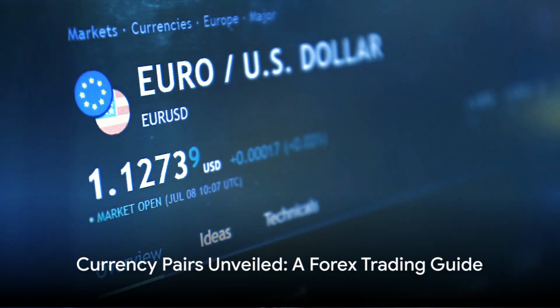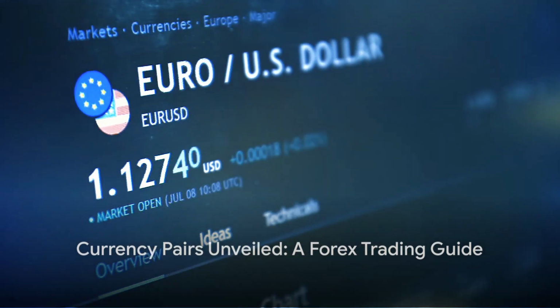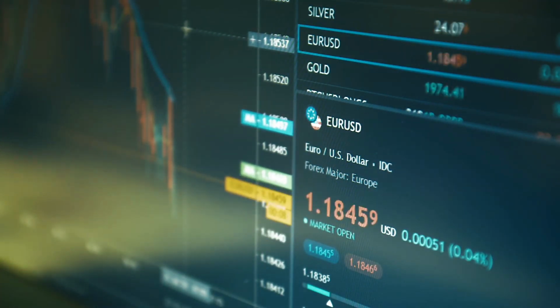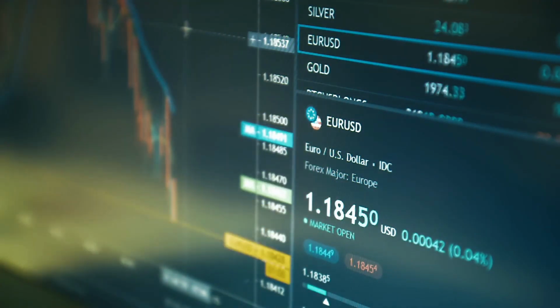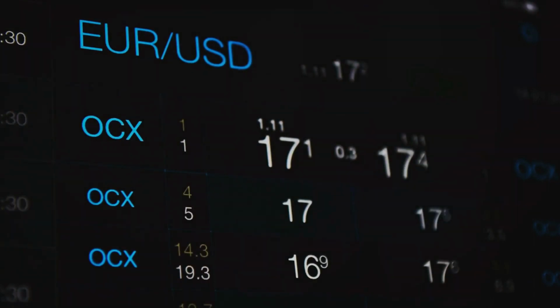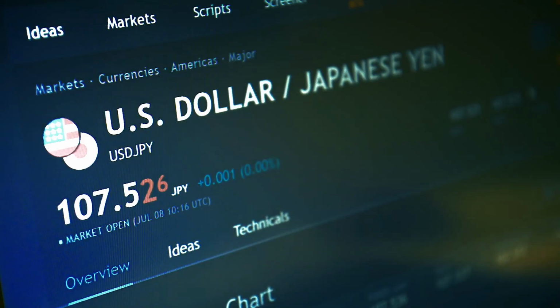In the realm of Forex trading, currency pairs are the backbone. They represent the value of one currency against another. It's a world where the US dollar might dance with the euro or the Japanese yen might tango with the British pound. Now, there are three main types of pairs: major, minor, and exotic.